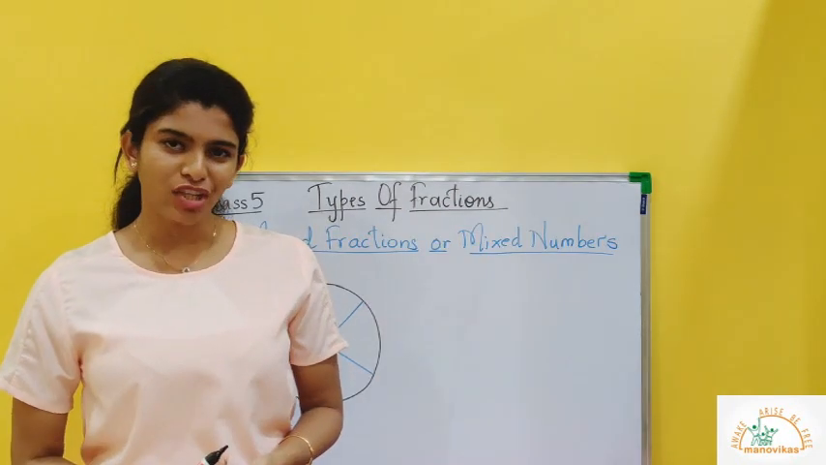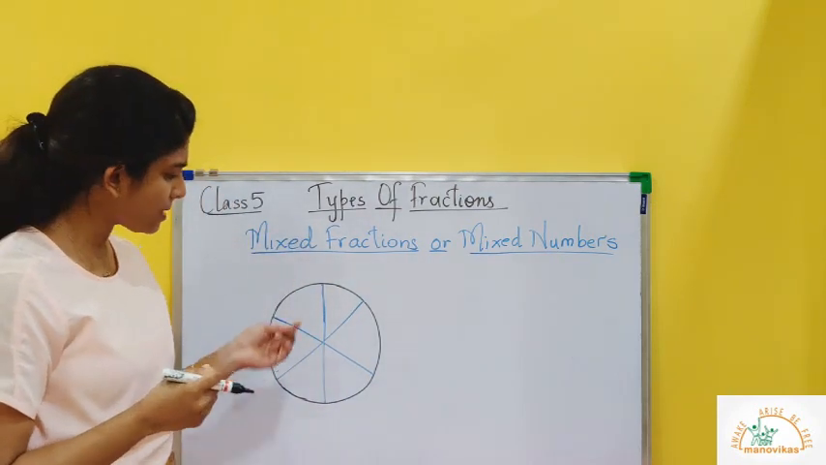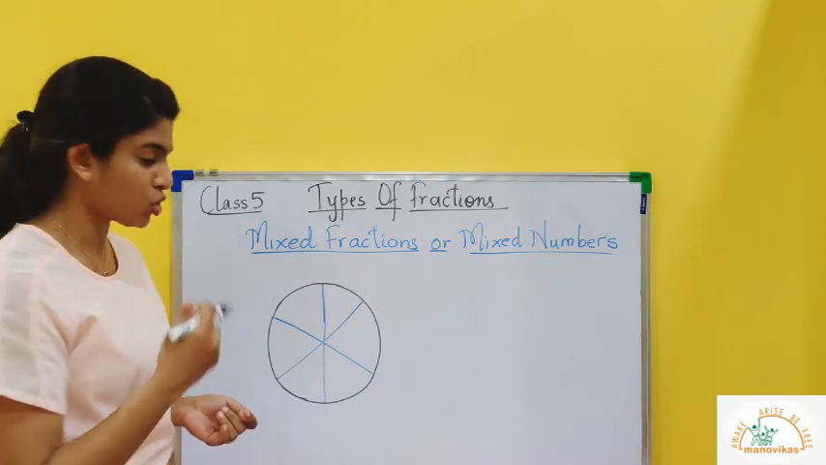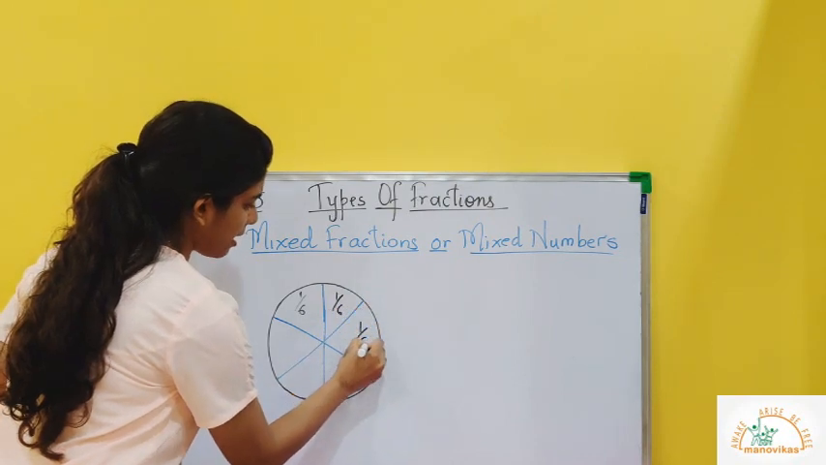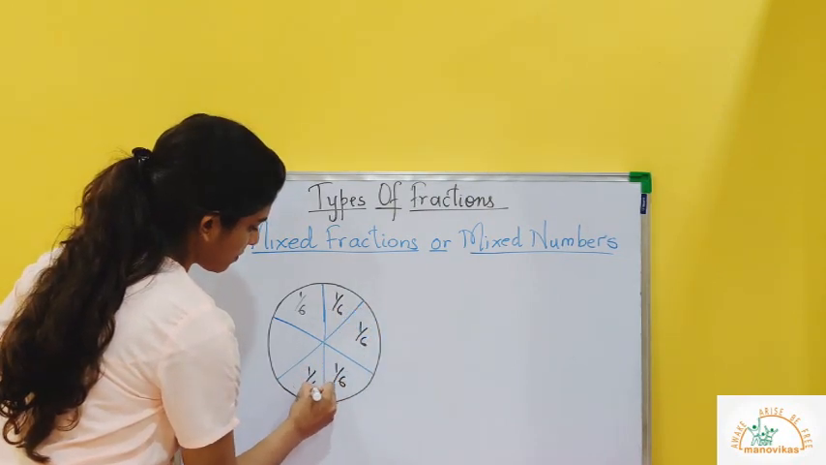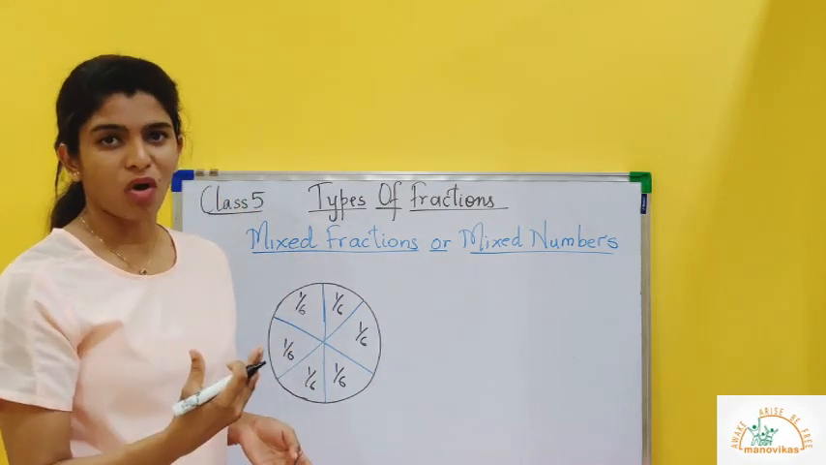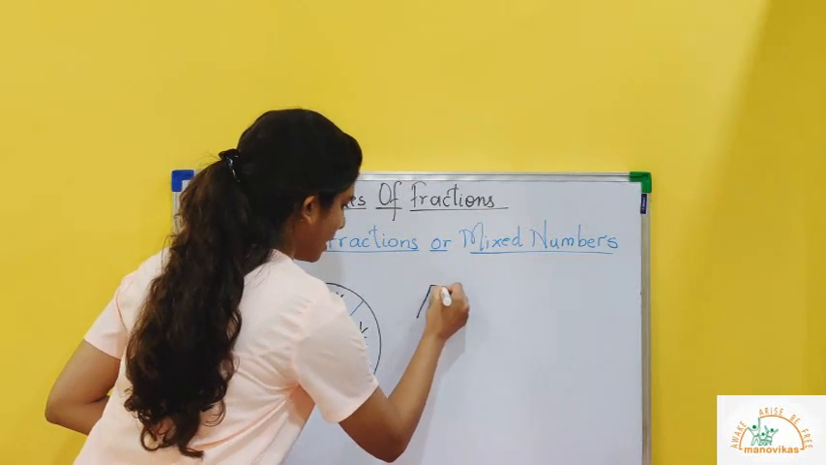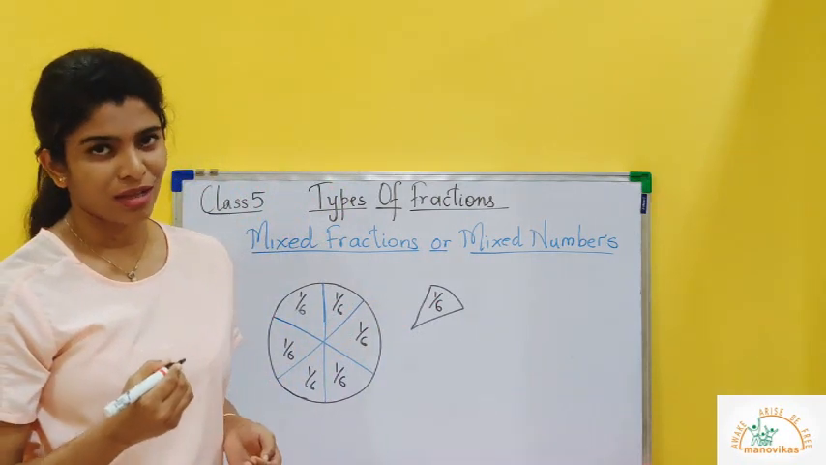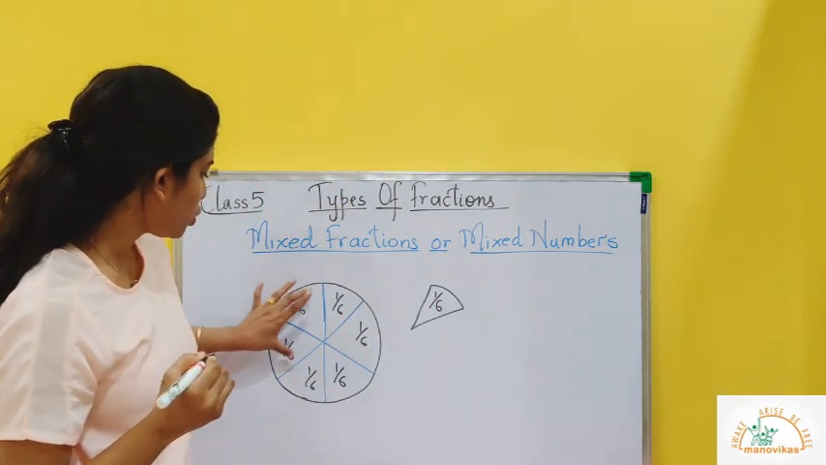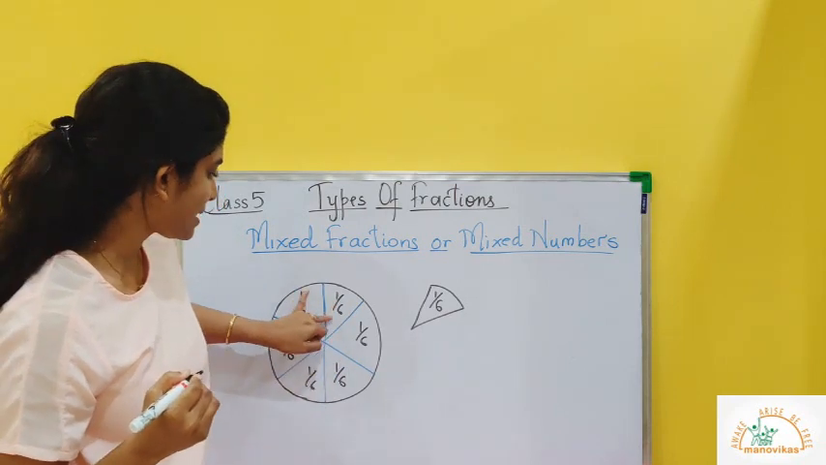Now let's see what are mixed fractions or mixed numbers. Here is an example of a pizza. The pizza is cut into 6 parts. So I have 1/6. All of these pieces are 1/6 each. Suppose I get one more piece of pizza, that is 1/6 of the pizza. Now what will be the fraction? Now you know this is 1/6, 2/6, 3/6, 4/6, 5/6, 6/6.